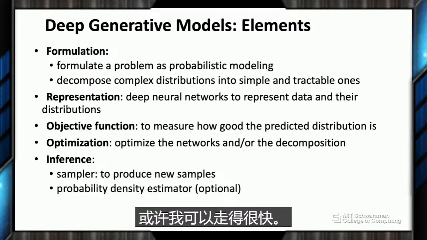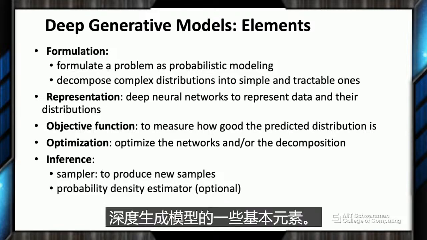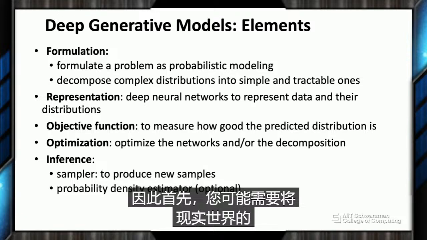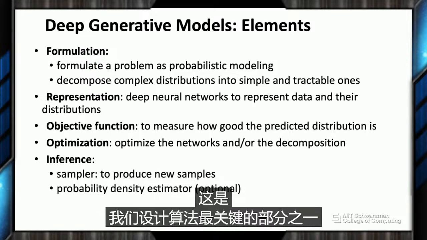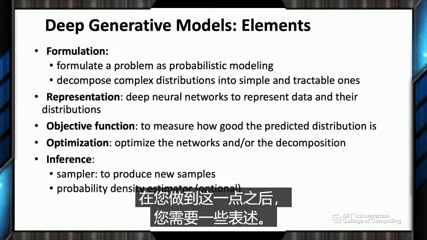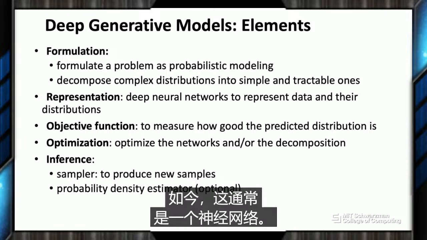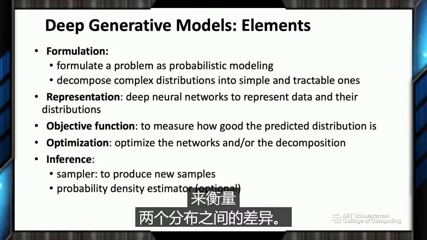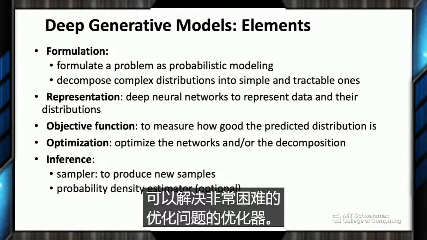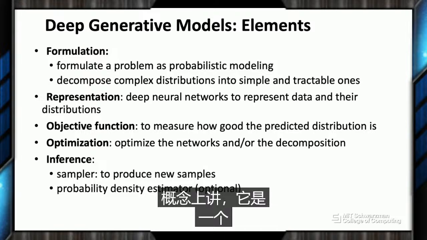The next slides would be a little bit technical. Perhaps I can go very quickly. These are some of the fundamental elements of a deep generative model. First of all, you may need to formulate a real-world problem as a probabilistic model or a generative model. This is one of the most critical parts for us to design an algorithm. After you can do that, you need some representations. Today, usually this is a neural network. So you want to represent the data and their distribution. Then you need to introduce some objective functions to measure the difference between two distributions. And then you need an optimizer that can solve the very difficult optimization problem. Then you also need an inference algorithm, which is conceptually a sampler that can sample from the underlying distribution. Today, many of the mathematical or theoretical research would be about one or many elements in this list. So I'm not going to delve into the details.